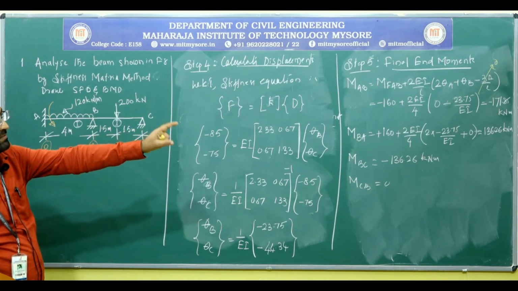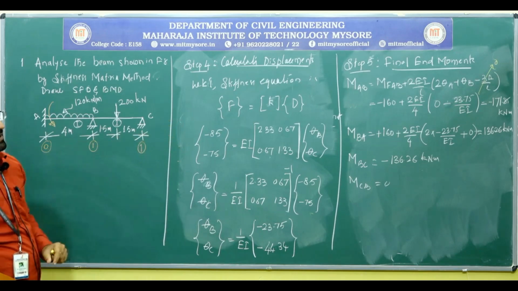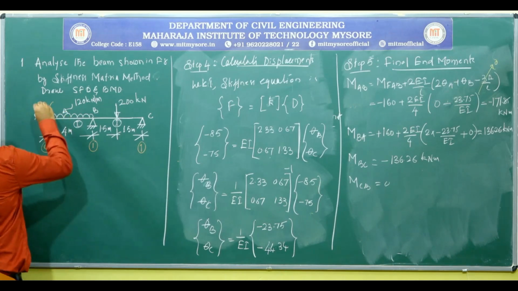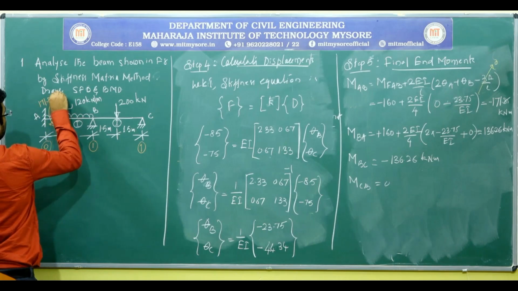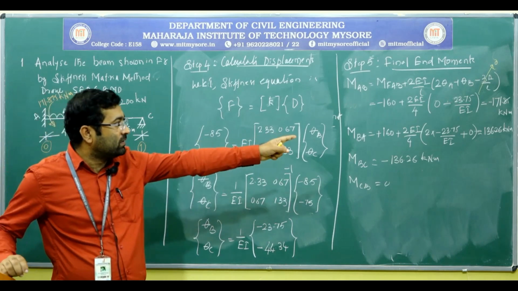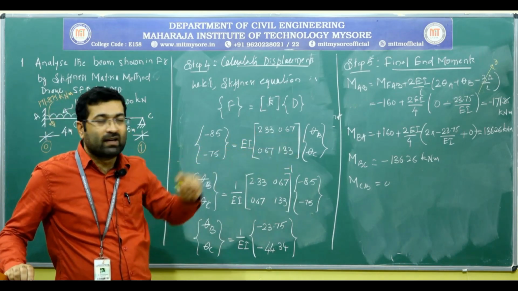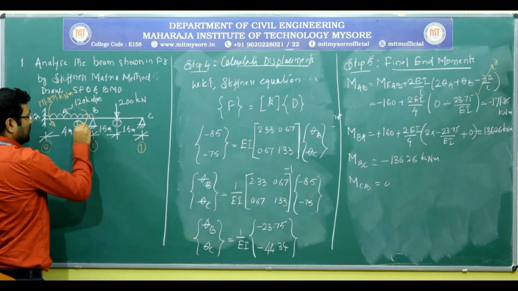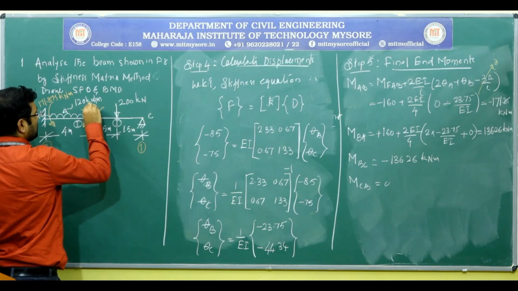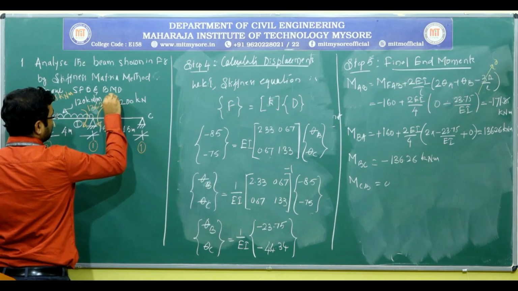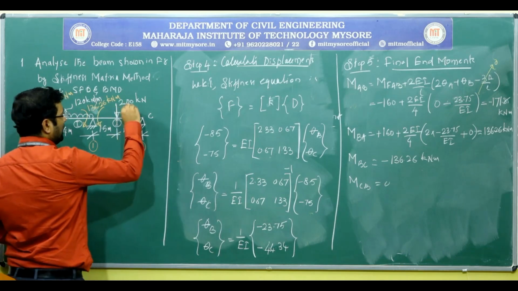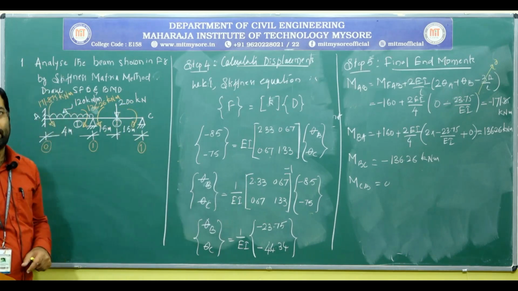MAB, as per our calculation, is minus 171.875, minus indicates anticlockwise moment. So, I represented the anticlockwise moment. Magnitude is 171.875 kilonewton meter. At B, we have plus 136.26 and minus 136.26. So, plus is clockwise, minus is anticlockwise. So, the moment is 136.26 kilonewton meter, right. And lastly, at C we have 0 moment.